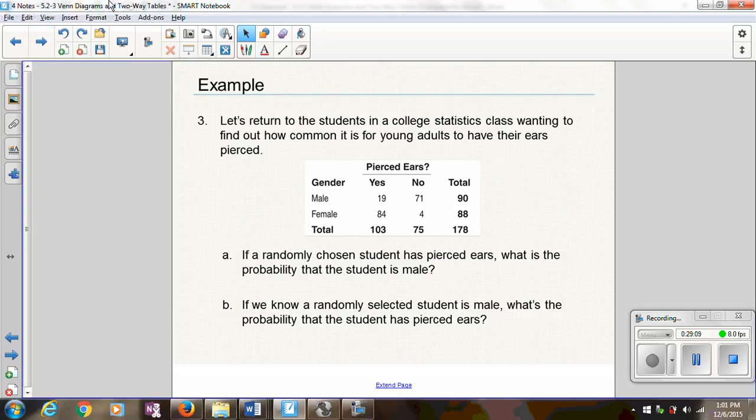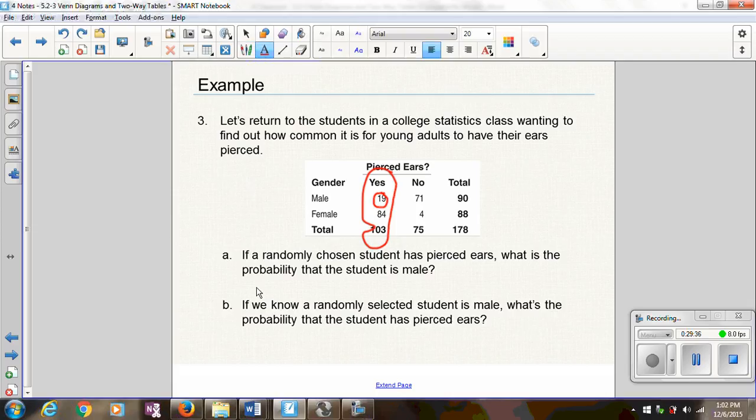But if I think about it, I'm not looking at the whole group anymore. If I'm choosing a student at random and they have pierced ears, I'm now looking just at this group of individuals. I'm not looking at all 178. So now if I want to know the probability of that student being male, it's going to be 19 out of 103.